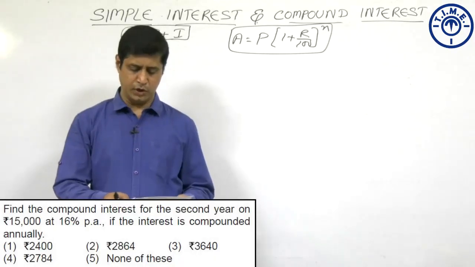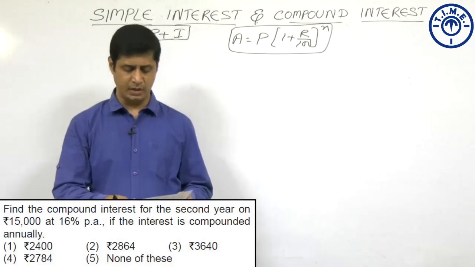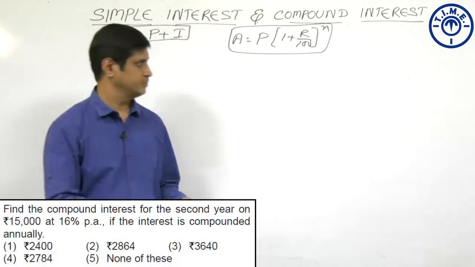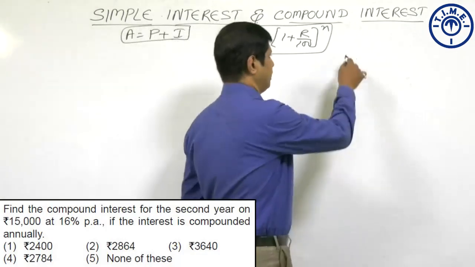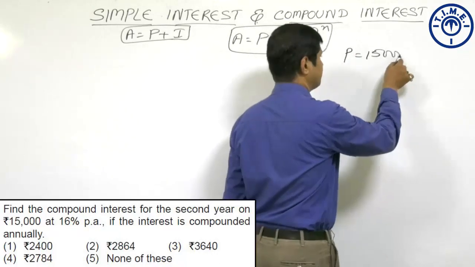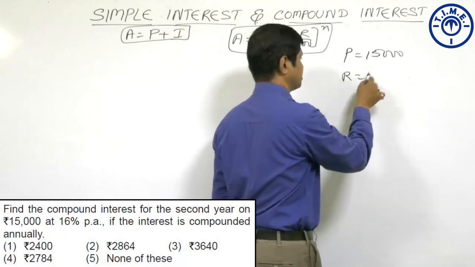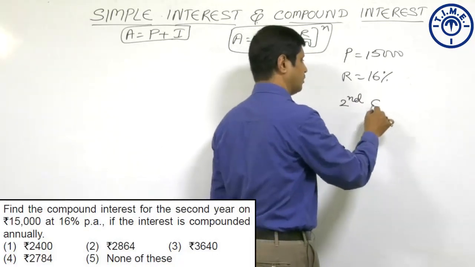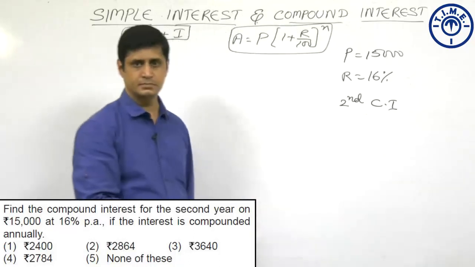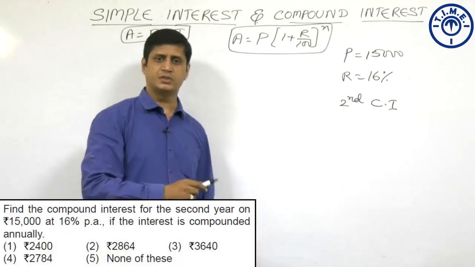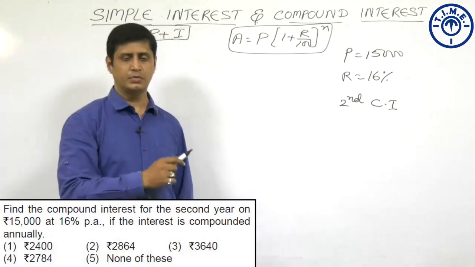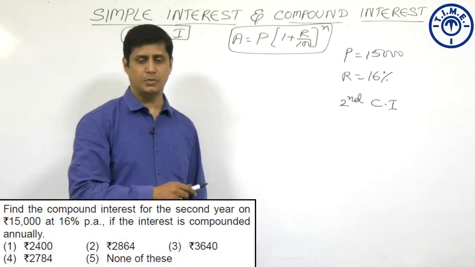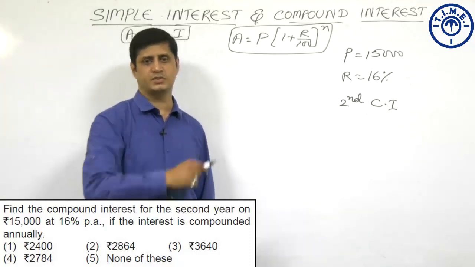Find the compound interest for the second year on rupees 15,000 at 16% per annum if the interest is compounded annually. Now, what is the principal? Principal is 15,000 and rate of interest is 16% per annum. What to find? Second year compound interest is to be found. Now, first year compound interest and first year simple interest are same. Now, second year compound interest is more than the first year compound interest. How much more? Here we need to charge interest on the previous interest.